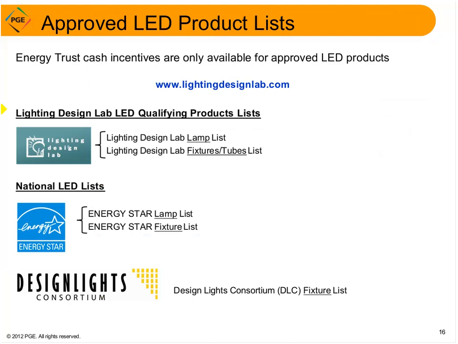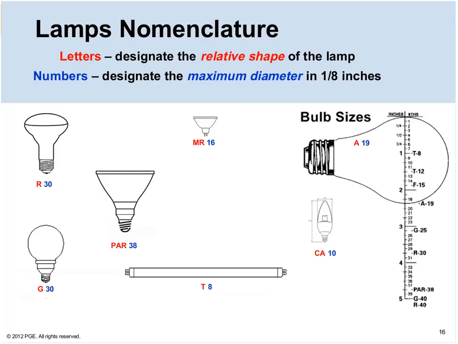So in this way, the Lighting Design Lab is a temporary list for LED products, and they can only remain on that list for a maximum of 1 year. So to get to any of these lists, go to the Lighting Design Lab website, and it'll take you to any of these lists. Keep in mind that the Energy Trust of Oregon recognizes any LED lamp or fixture that is on any of those three lists.